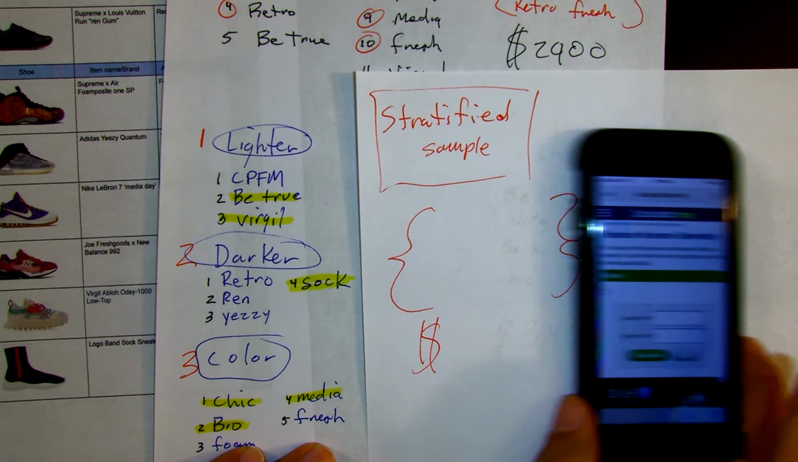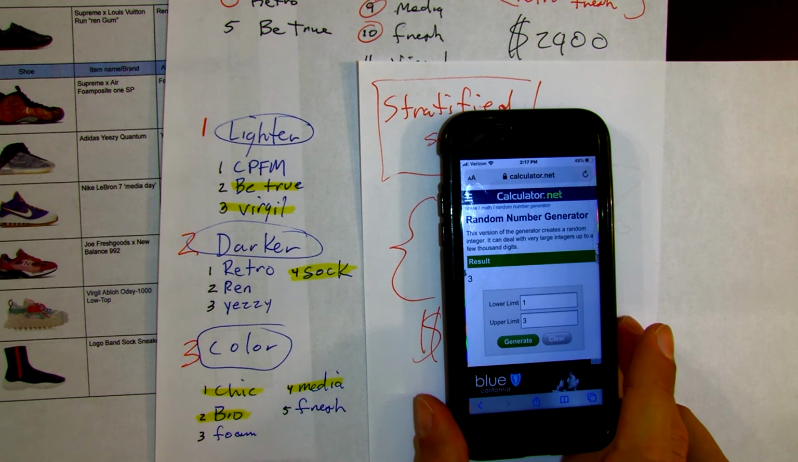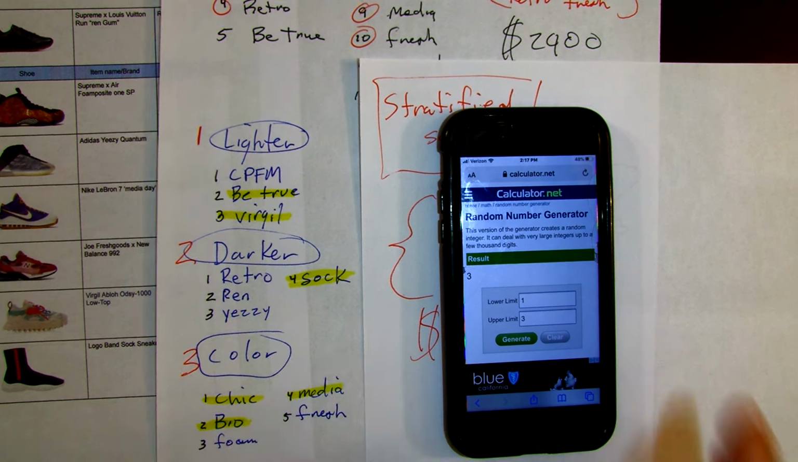Remember, this is different than what we chose before. The yellow is for cluster sample. I'm just using the same list. So stratified sample, we're using the same list and just circling them. That was our first. That was for darker.